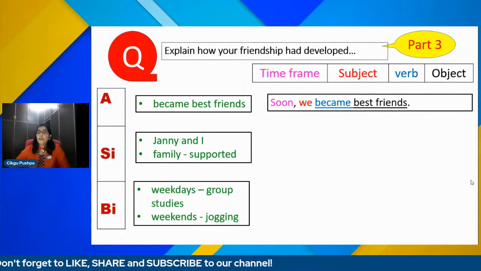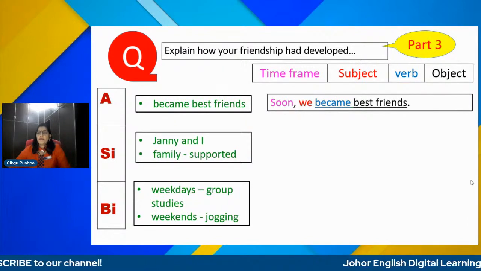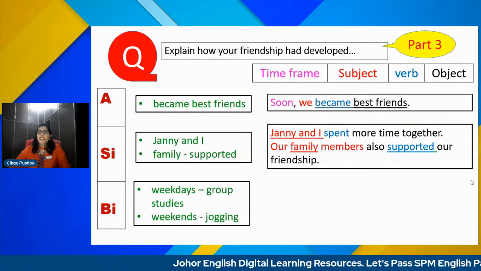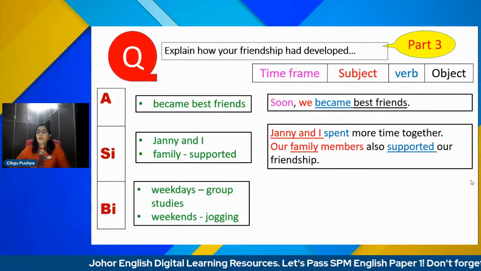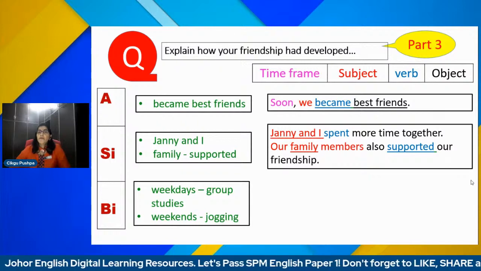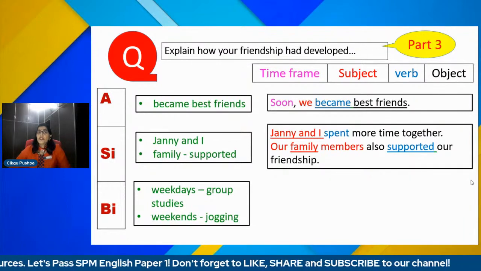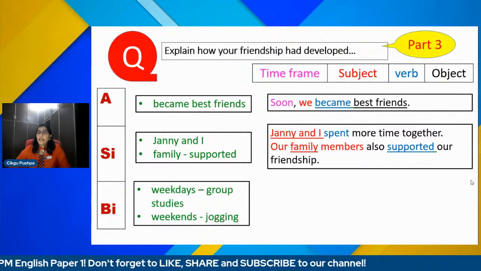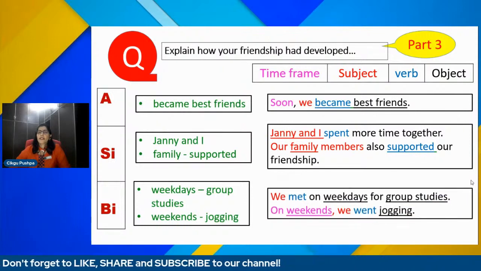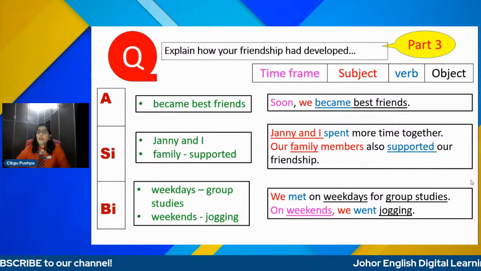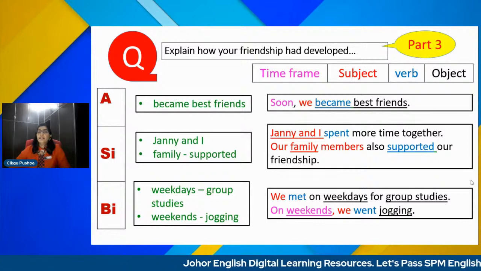Soon, time frame. If you think that you can write, why not? Soon, we became best friends. Simple but correct. Next, Jenny and I spent more time together. Our family members also supported our friendship. Okay, just use the words and phrases, right? Now, the next one. We met on weekdays for group studies. On weekends, we went jogging. You see, as simple as that.